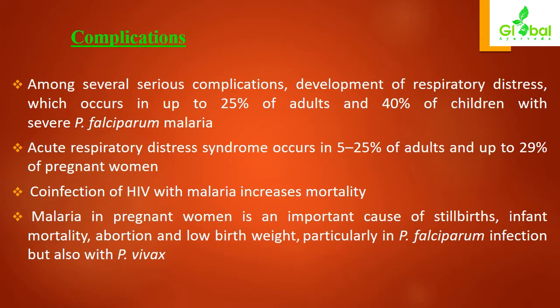Next is complications of malaria. Among several serious complications is the development of respiratory distress, which occurs in up to 25% of adults and 40% of children with severe Plasmodium falciparum malaria. Acute respiratory distress syndrome occurs in 5 to 25% of adults and up to 29% of pregnant women. A co-infection also may occur, especially co-infection of HIV with malaria, which increases mortality. This will cause a high rate of death.